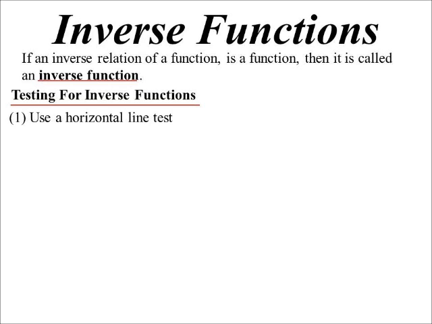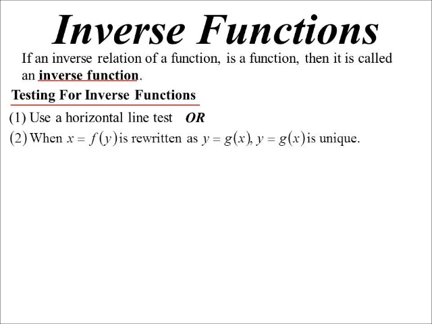So looking at our shapes over there, the parabola, no good, because a horizontal line would cut it twice. Hyperbola is fine, it will only cut it once. Cubic is fine, it'll only cut it once. So visually that's how we could tell. Now using algebra, how we could tell is to say, we'll swap the x and the y around, but if we then make y the subject of the new one, and it's unique, then it's an inverse function.